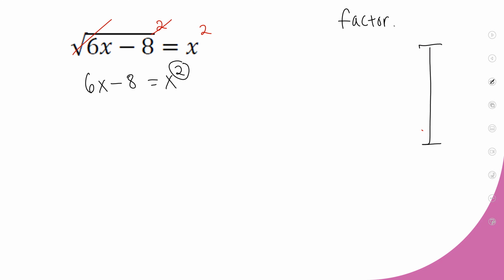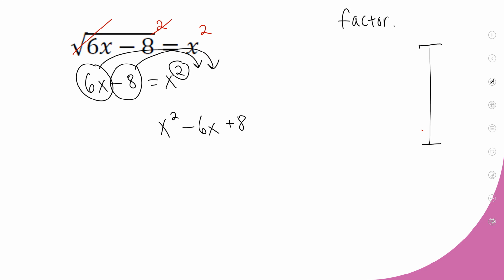Okay, so we've got to get everything on one side. I like my x squared to be positive. So I'm going to move the 6x over to this side, and I'll make it a minus 6x. And I'm also going to move the negative 8 to the other side and make it a positive 8. So now everything is on the same side. Now let's begin. I want two numbers that multiply to give me 8, but combine to give me negative 6.